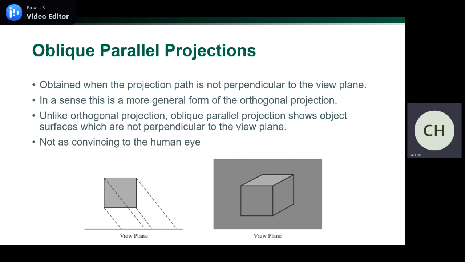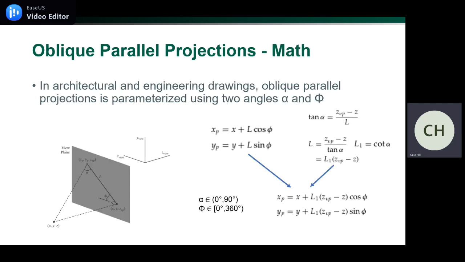So the dashed lines are the projection path, and the viewing plane is shown there. And you can see all of the descriptors of the object are projected along those dotted lines, which are running parallel. And on the right, you can see the produced image. So let's go into some of the math, and then I'll show you some examples.